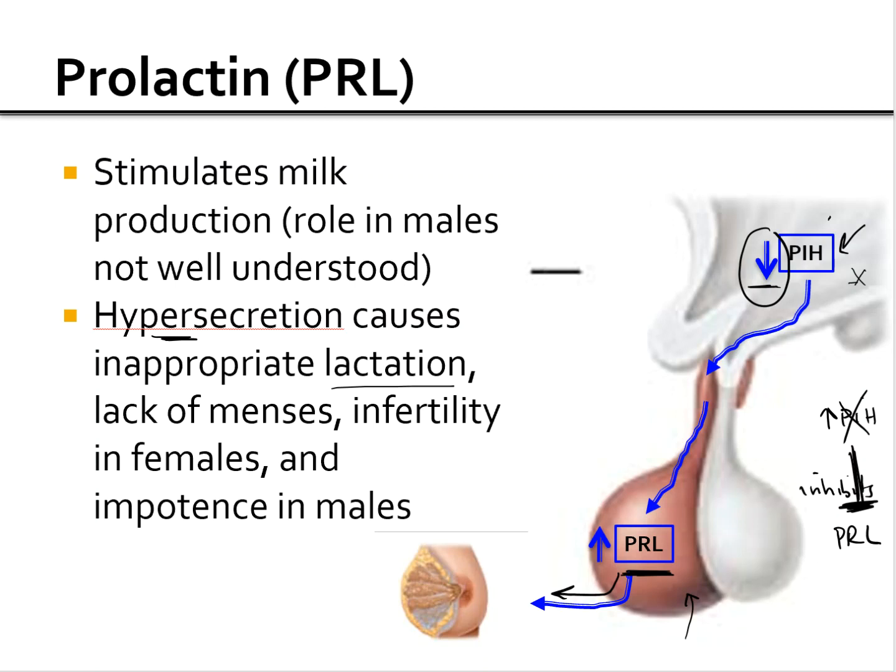This will typically lead to a lack of menses, which is menstruation, a menstrual period in a woman, and infertility, all of those things in females. And it actually leads to impotence in men. So those are our 6 hormones of the anterior pituitary, and the effects and targets of those hormones.